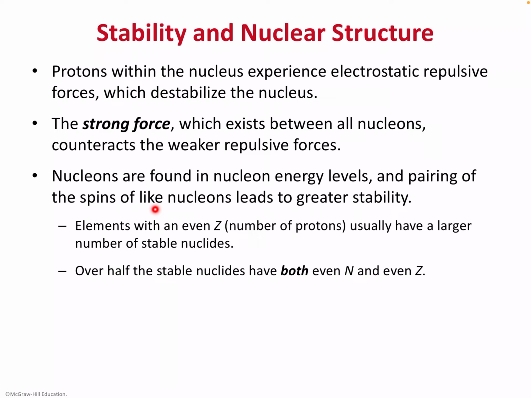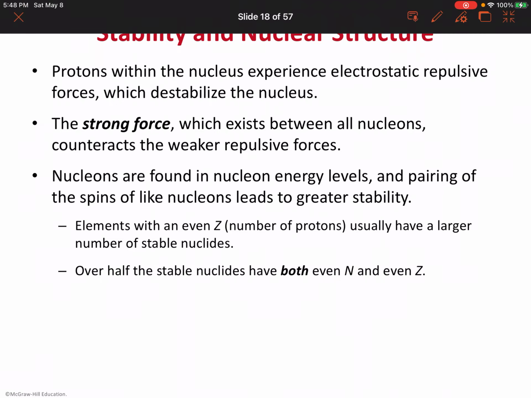We have seen about the pairing of electrons. So similarly, nucleons also pair, and if they can pair, they have added stability. Elements with even protons usually have a larger number of stable nuclides. Over half the stable nuclides have both an even number of neutrons and an even number of protons. So if you have even numbers, you can see they pair like that. But if you have an odd number, you will end up having unpaired nucleons. So when you have even numbers, they are more stable compared to odd numbers.